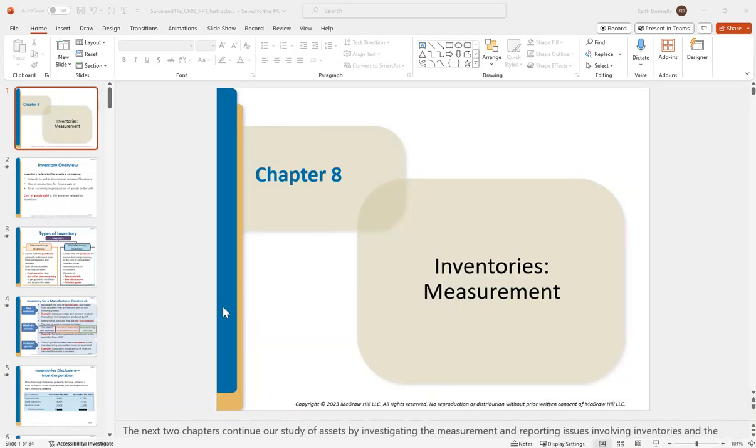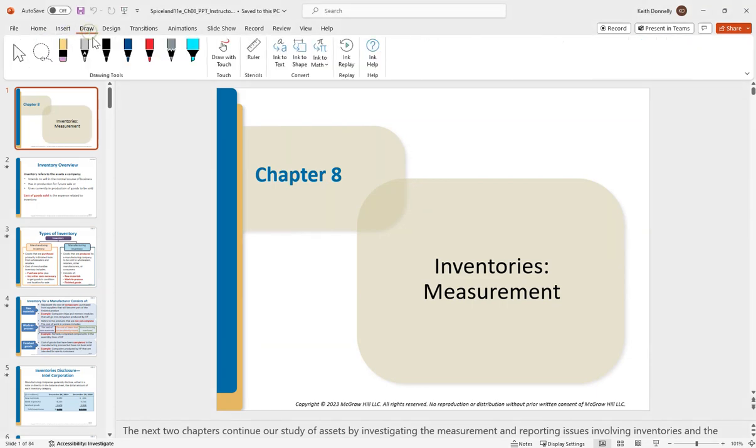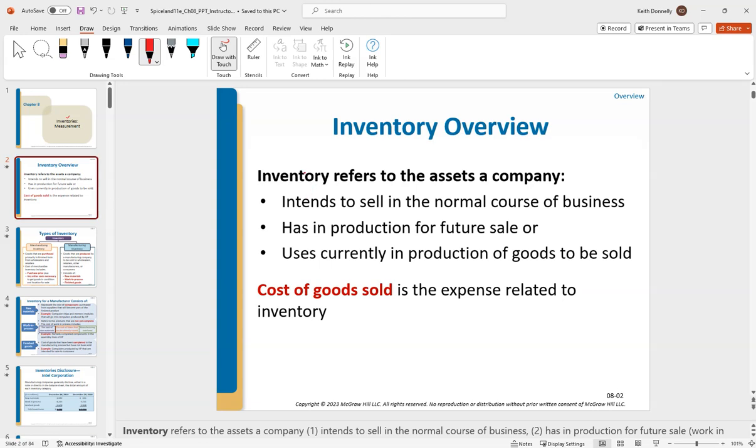Okay, hi everyone. This is going to be the video on chapter 8, right? We're looking at inventory here. So inventory really is what you sell, right? And in this framework, we're going to see a lot of cost of goods sold, right?